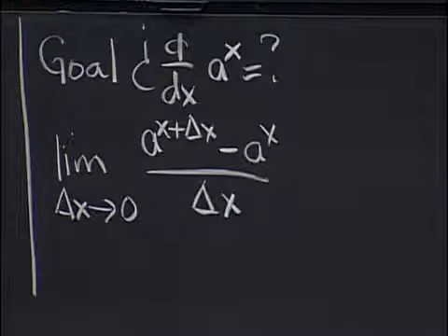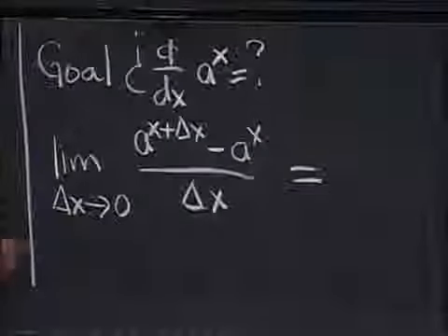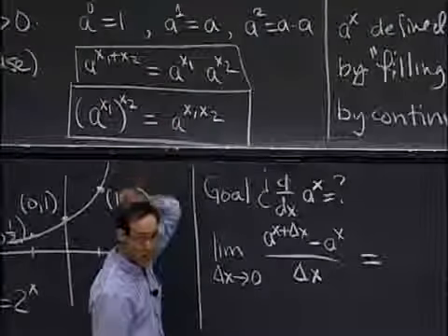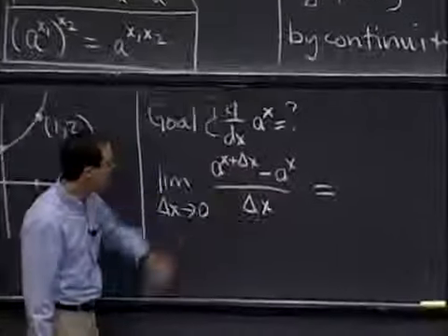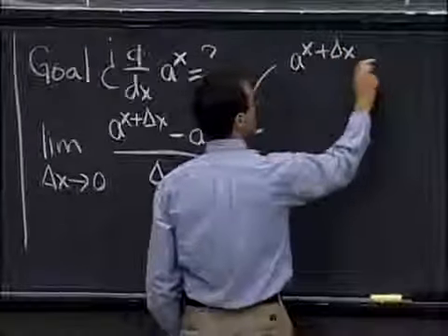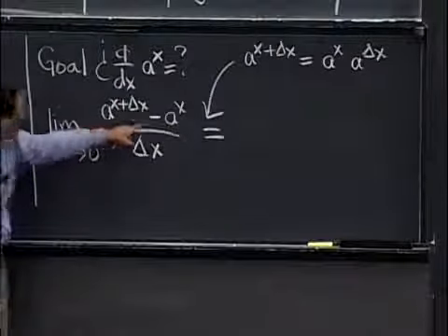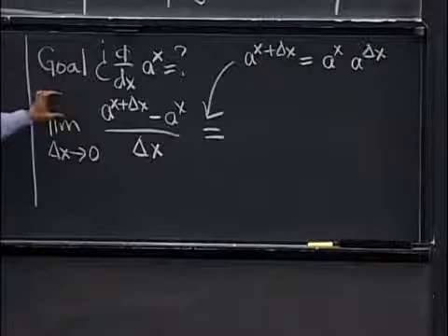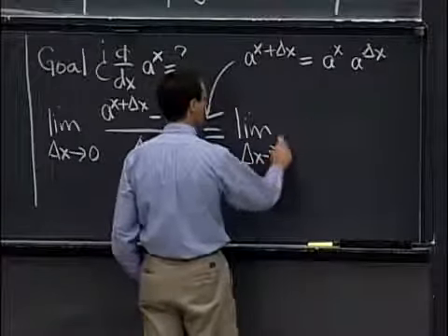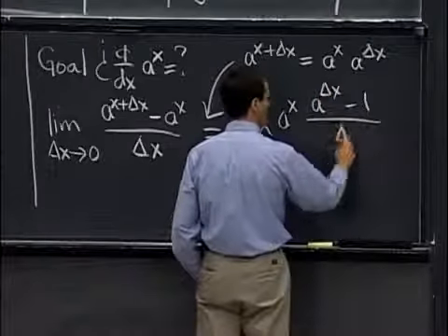And now, the only step that we can really perform here to make this into something a little bit simpler is to use this very first rule that we have here, that the exponential of the sum is the product of the exponentials. So what I want to use is just the property that a to the x plus delta x is equal to a to the x, a to the delta x. And if I do that, I see that I can factor out a common factor in the numerator, which is a to the x. So we'll write this as the limit as delta x goes to 0 of a to the x times this ratio now, a to the delta x minus 1 divided by delta x.